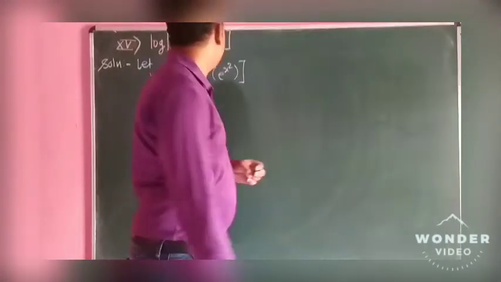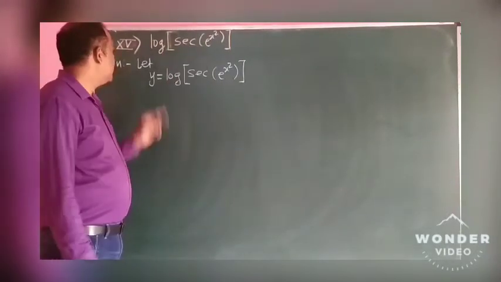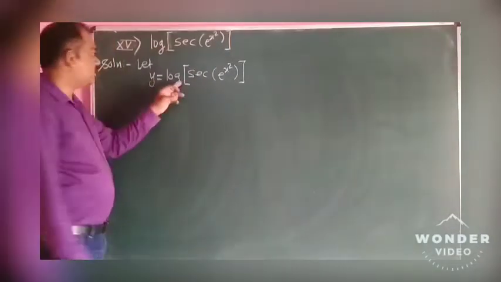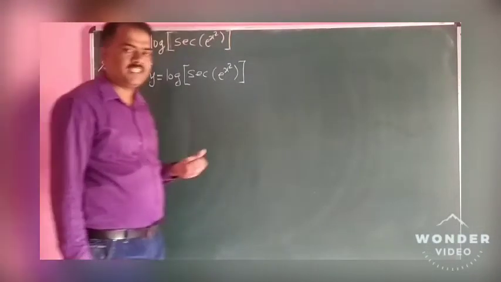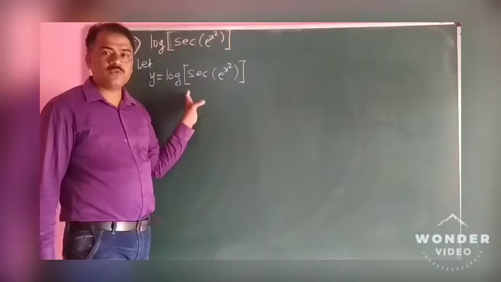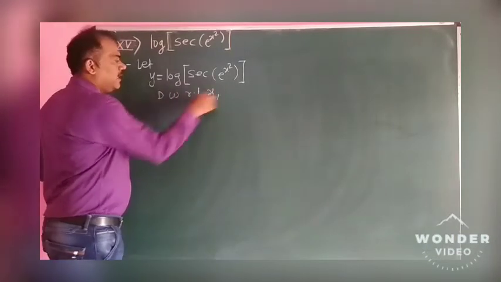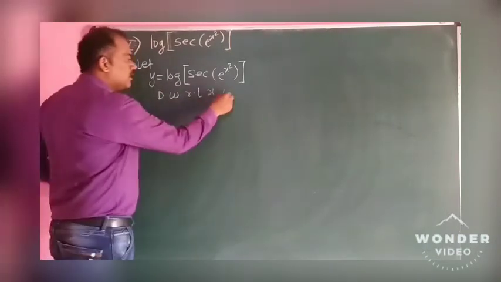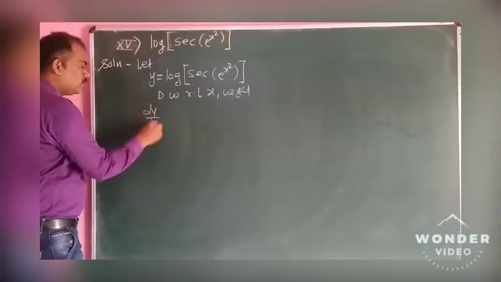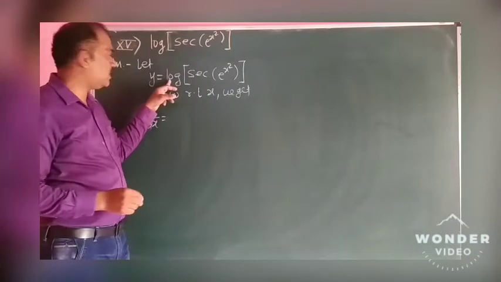Next example is example number 15. That is the log of sec of e raised to x square. Let y is equal to log of sec of e raised to x square. Y is a function of x, so we have to differentiate with respect to x. Differentiating with respect to x, we get dy by dx is equal to log of sec of e raised to x square. First we have to take the derivative of this log.